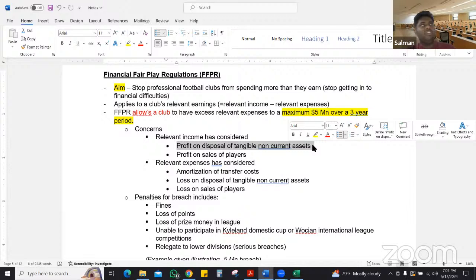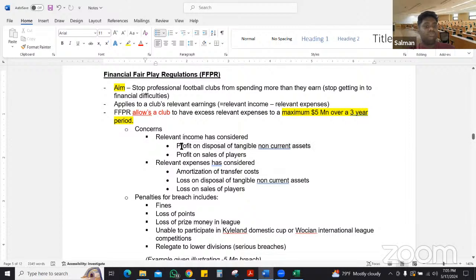If they feel like, okay, our losses are exceeding, they can sell their non-current assets for a profit. But that's not a sustainable source. This is a valid concern. Profit on sales of players: when a company is about to make a loss, they sell players. Selling players is fine, but that can't be done just because the company is going to have a loss. It's not sustainable. These are not problems, but these are concerns, sustainability concerns.